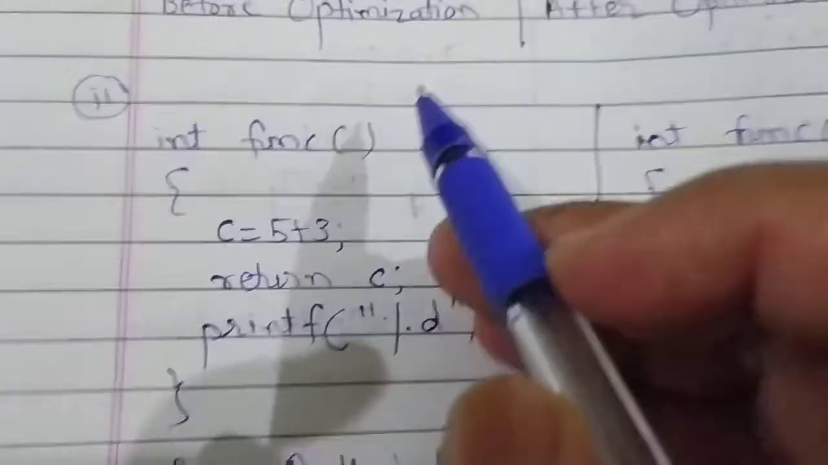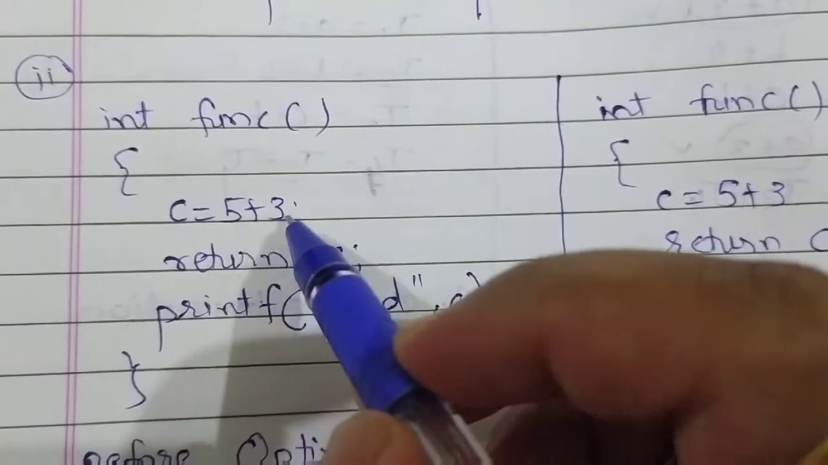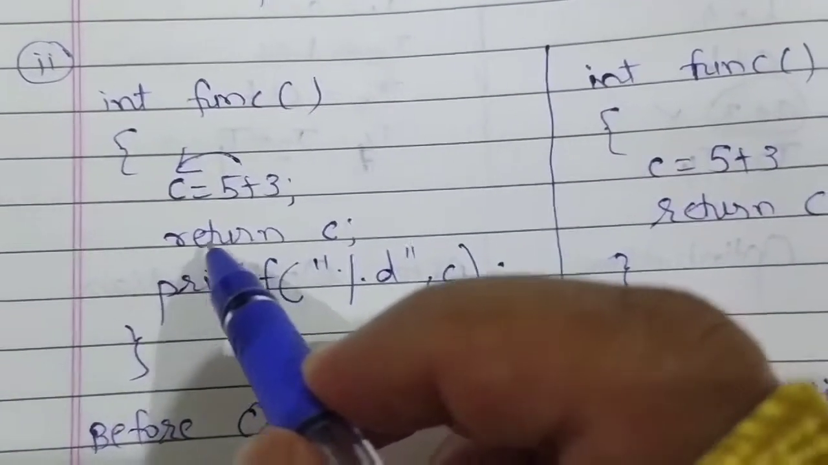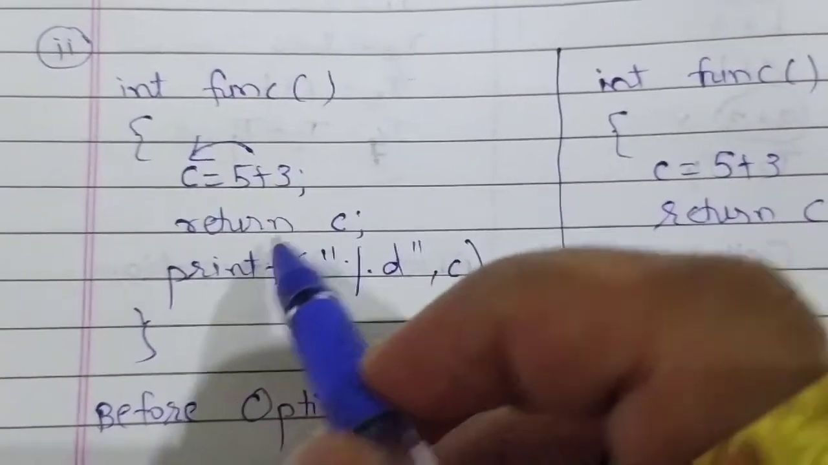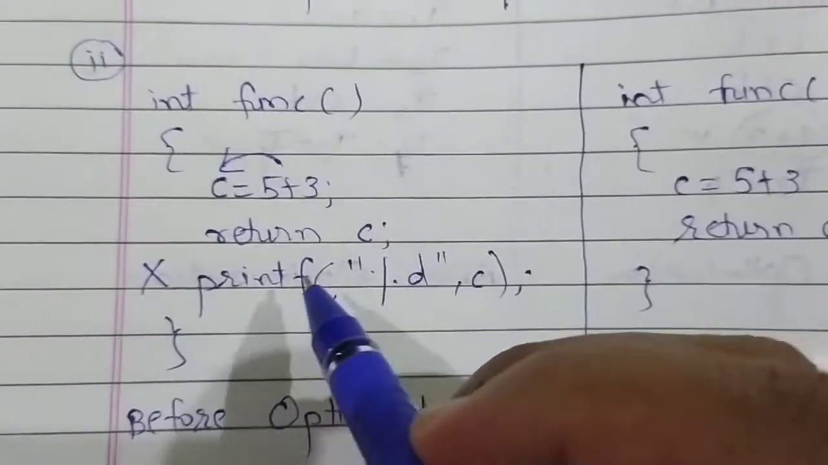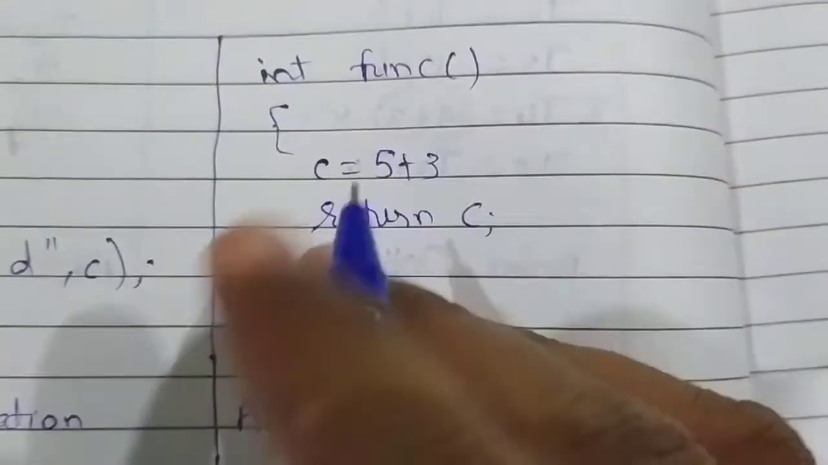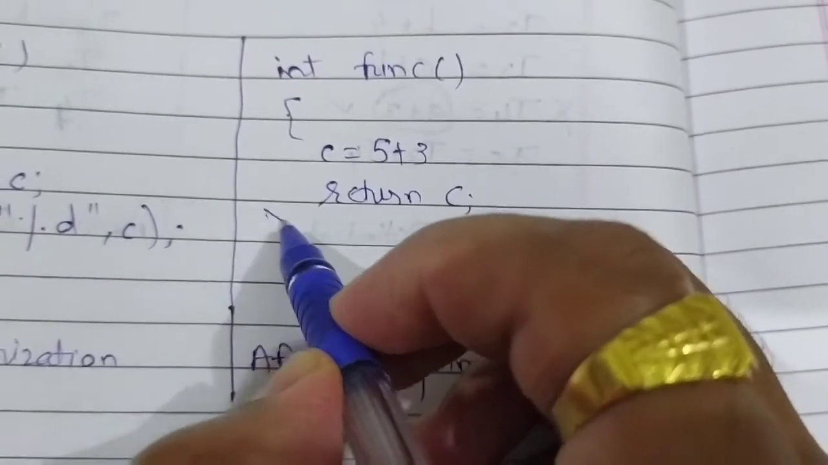Now this is a function. Now look at this. We are adding 5 and 3 and we are saving this result into c, and from here only we are returning the value of c. As we are returning from this function, this instruction will not get executed. There is no need of this instruction. So we will remove this instruction. So look at this. After optimization, we have just removed this instruction.